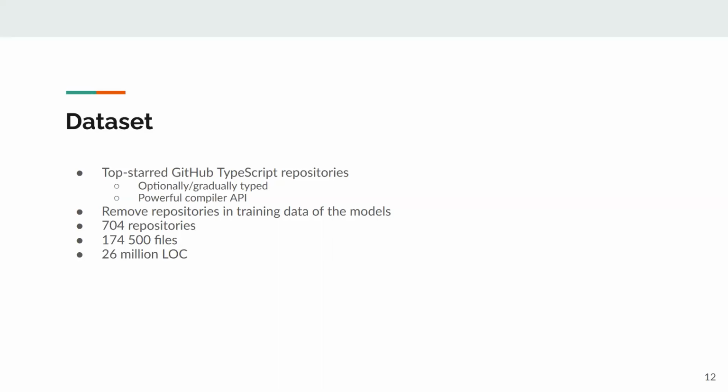So we gathered 1,000 repositories from GitHub. However, it returned some duplicate repositories. And we also had to remove repositories that were in the training data of the models we used to prevent any bias in the test set. So we were left with 704 repositories containing 174,000 TypeScript files, which amounts to 26 million lines of code.